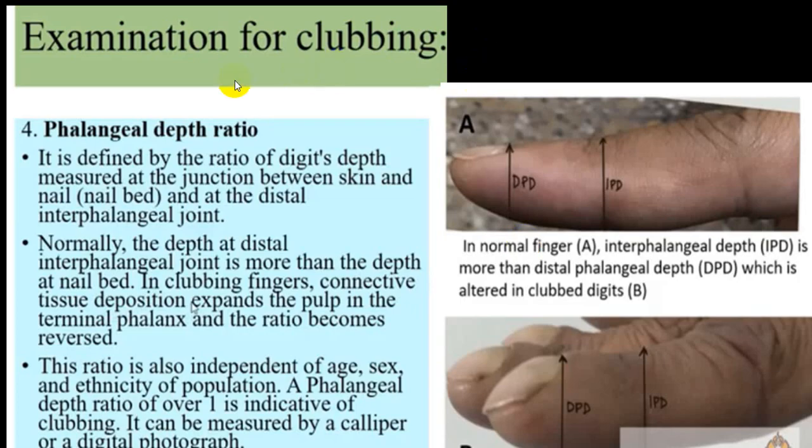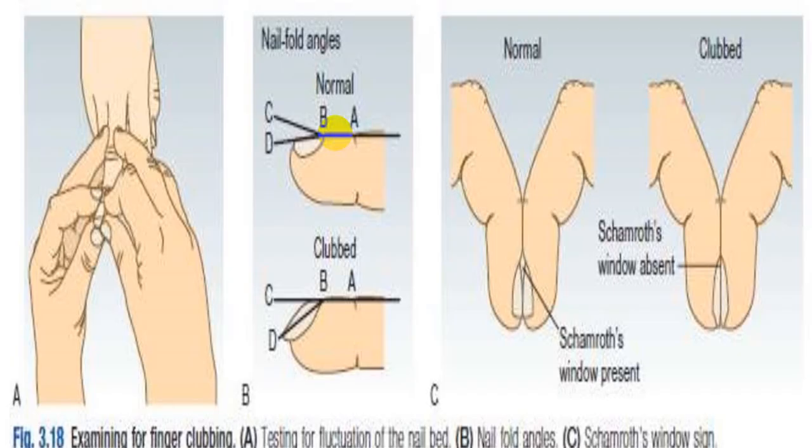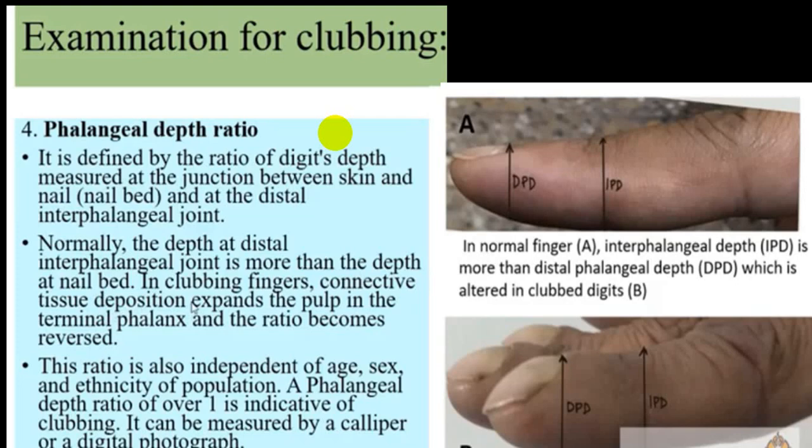Then there is another thing which is commonly utilized, the phalangeal depth ratio. Normally no one makes an attempt at this, because these 3 are easy: fluctuation, Lovibond angle and Schamroth sign are enough to make the diagnosis of clubbing. But you can utilize this, the distal phalangeal depth, and this is the interphalangeal depth, and you try to calculate the ratio. If the ratio becomes reversed, it is clubbing. Normally IPD is always bigger than DPD. So if DPD becomes bigger than IPD, it will be a reversed ratio, and then it is in favor of clubbing.